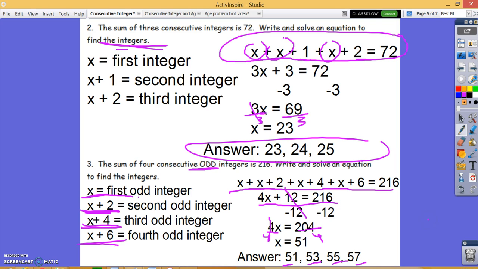And the really nice thing about consecutive integer problems is that you can go back and check your work. If you add those 4 digits up and it's not 216, then you know you got the wrong answer. But in this case, if you add them, you do get 216, so we know we have the right answer.